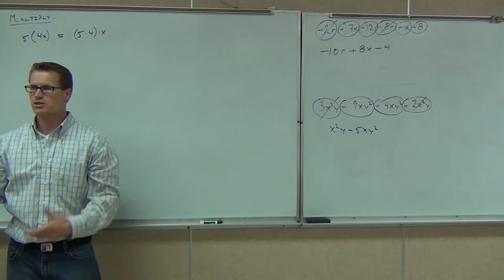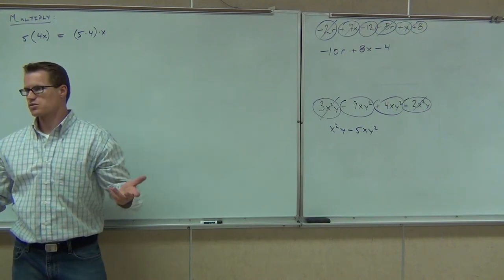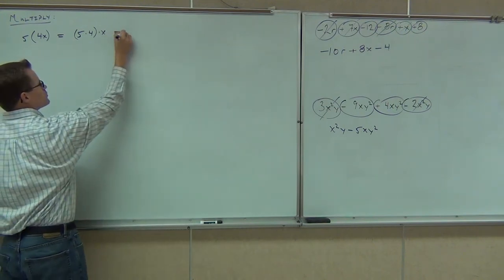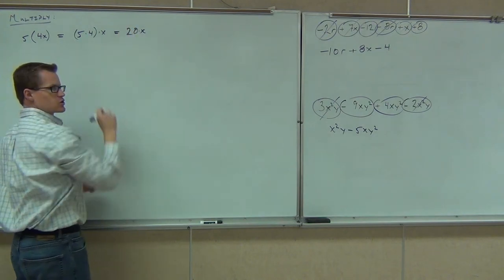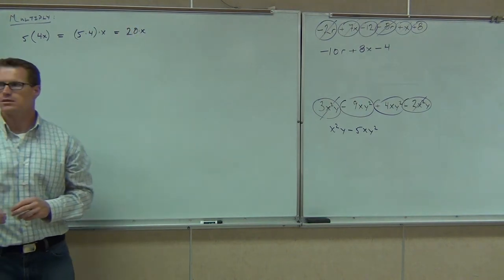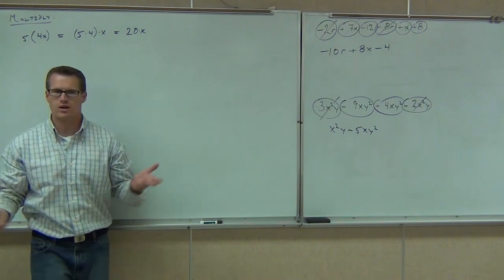Okay, so how much is 5 times 4? 20. So this would be the same thing as 20 times x. How much is 20 times x? We usually don't write 20 times x. We just write 20x.